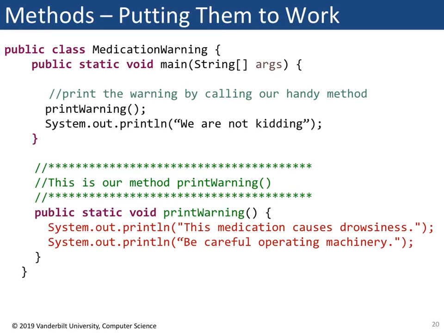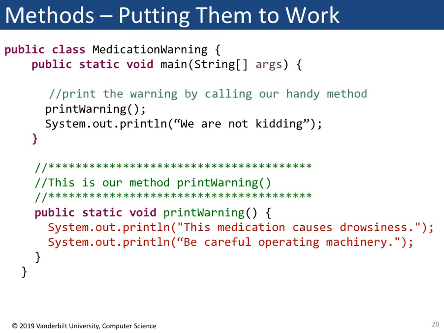So when this Java file is executed, the main method is where execution begins. So there's nothing on this line. We have a comment. It says print the warning by calling our handy method. So this is good. We have a comment that tells programmers what this is intended to do, but the compiler is going to ignore this, and at runtime this will be ignored.